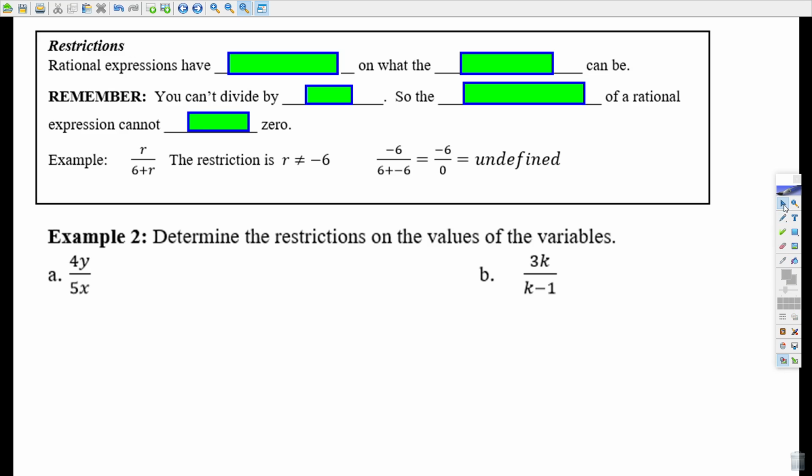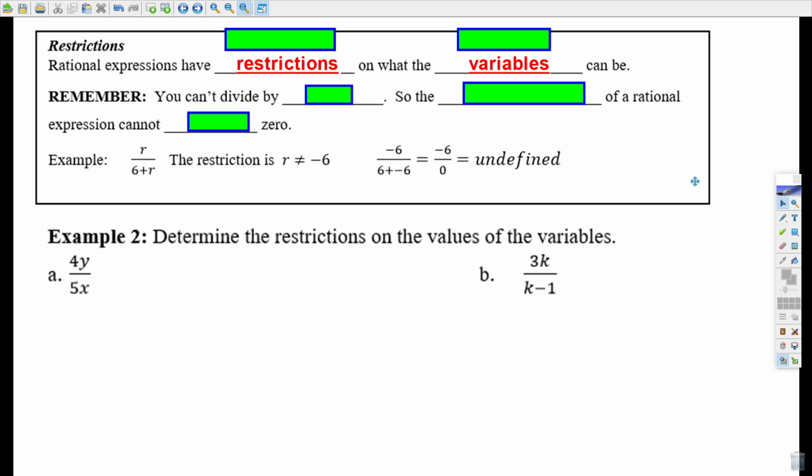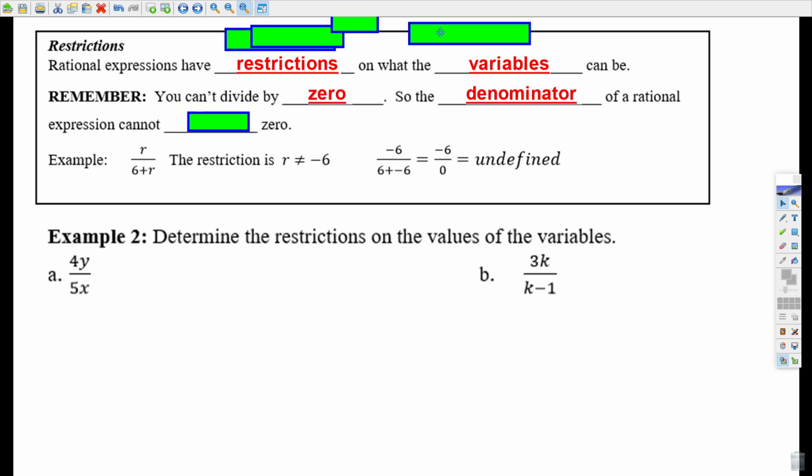Okay, so let's talk about the thing we're going to add to this. The thing is called a restriction. Rational expressions have restrictions on what the variables can be. So when you deal with a fraction, it's very important to remember that you can never divide by 0. So what does that mean? That means the denominator of a rational expression cannot be equal to 0.